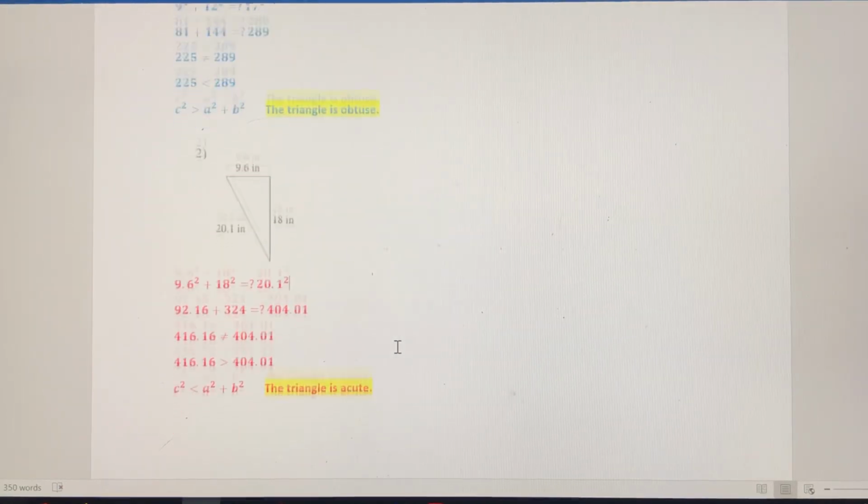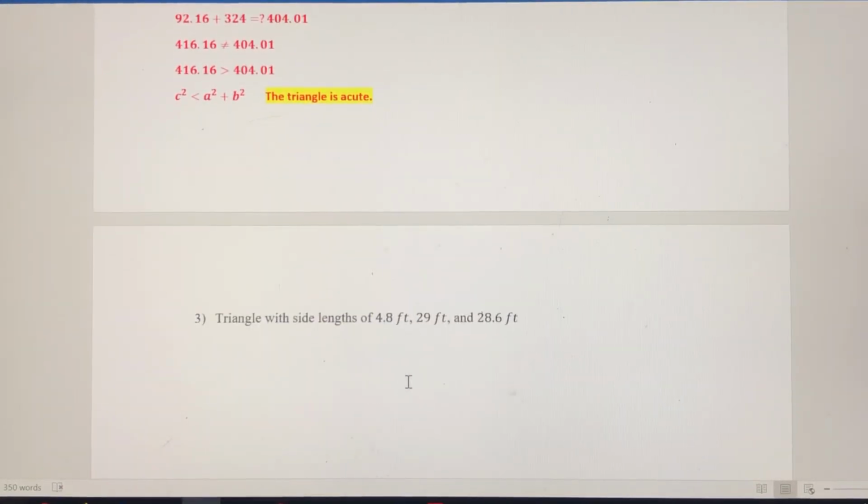All right, one more. In number 3, we're not given the triangle, we're given three sides. Again, we need to know which one is c. 29 is the longest of the three lengths here, so that's going to be my c value. Use the calculator. What happens there is, hey, I get 841 on both sides. Those two are equal. That means that we have a right triangle, because the a squared plus b squared value is equal to c squared.